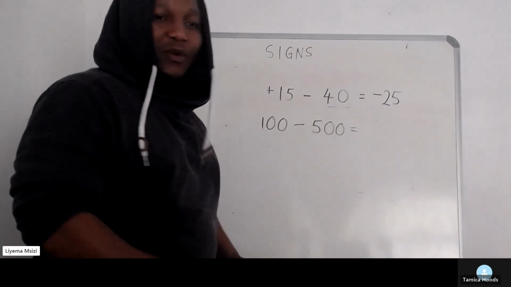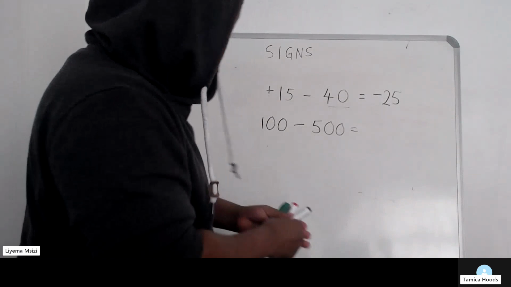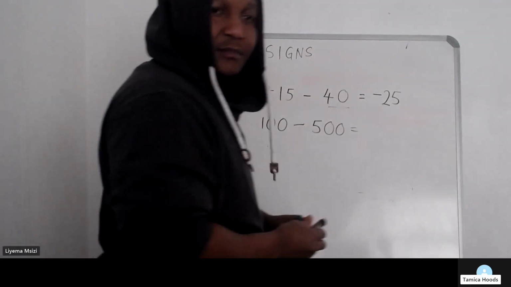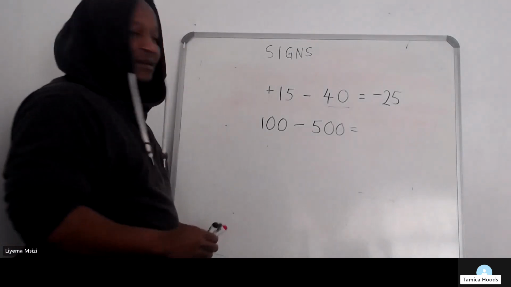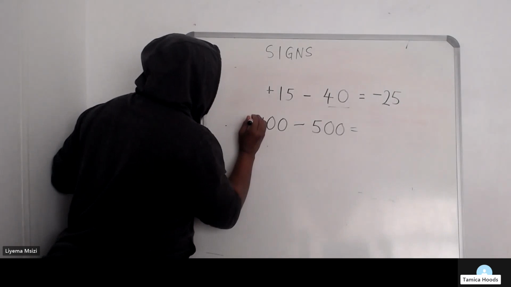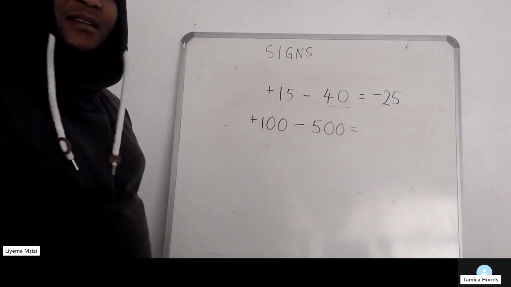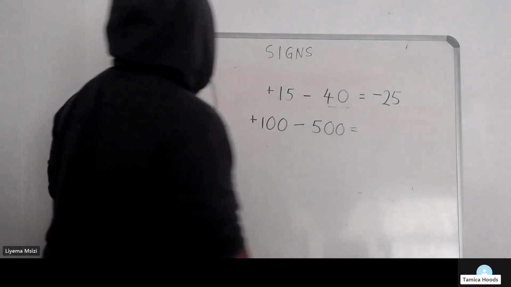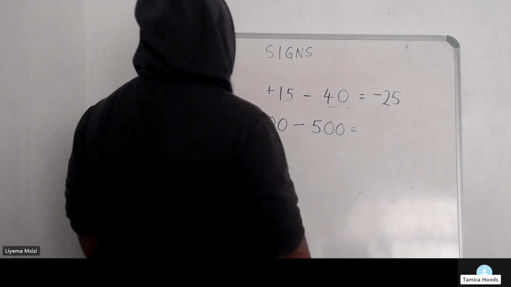So now, talk to me. What is the answer? Or tell me how you did it. Okay, so we are going to look at the signs once again. Since there is no sign next to the 100, we obviously know that it is a positive. So then we take the signs again: a positive and a negative, and a positive and a negative makes a negative.